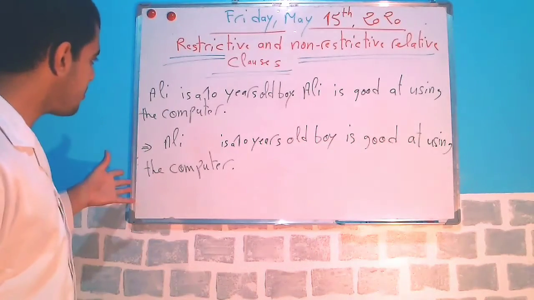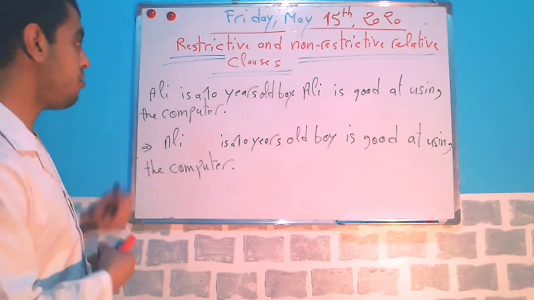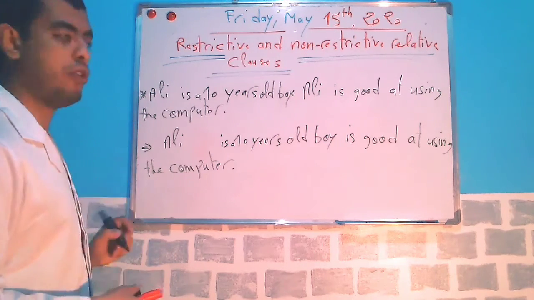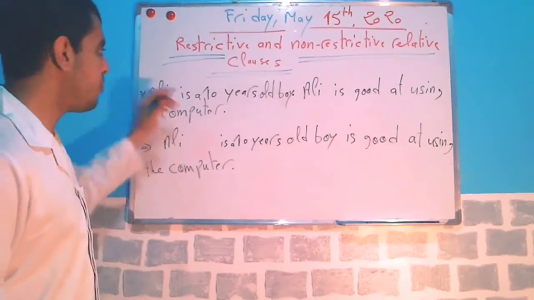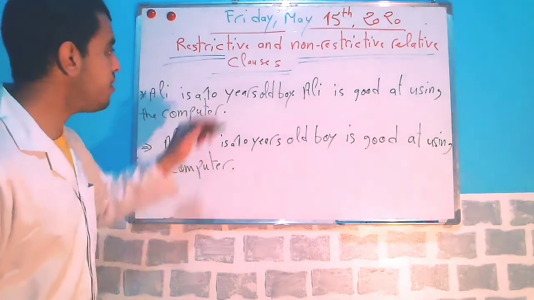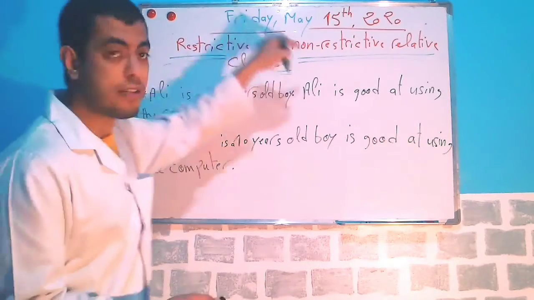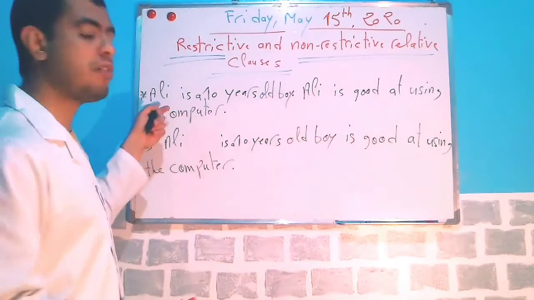Bon, now let's come to the example. Ali is a 10 years old boy. So this is a sentence. Let's go to the second sentence. Ali is good at using the computer.